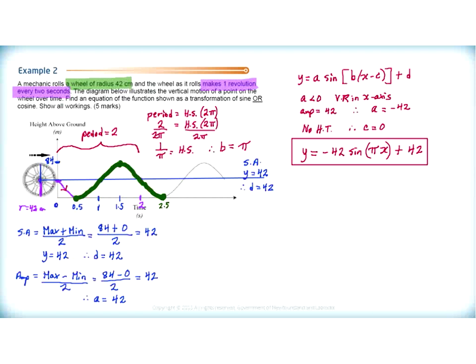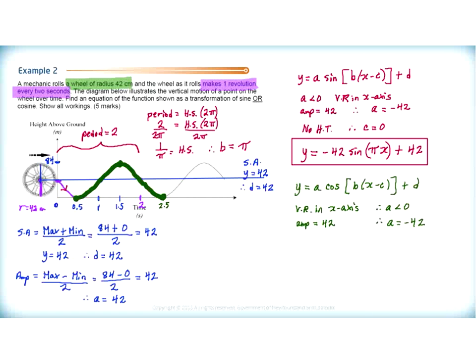So in this case, we would have a transformation of a times the cosine of b times x minus c plus d. Again, you can see that there has been a vertical reflection in the x-axis because our V is opening upside down. So that means that the value of a has to be less than 0 again. The amplitude is still equal to 42. So that tells us that the value of a has to equal a negative 42.